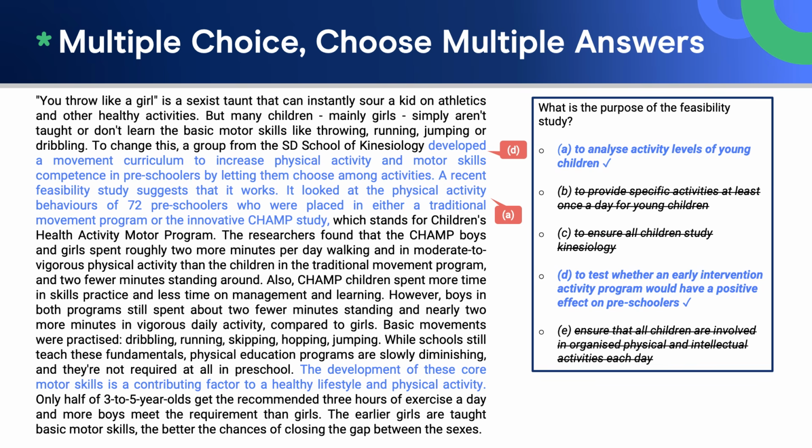Let's see why D is also correct. Answer option D says, the purpose of the feasibility study was to test whether an early intervention activity program would have a positive effect on preschoolers. That's pretty broad, but you can infer that more exercise has a positive effect on preschoolers. And there's a particular sentence towards the bottom of the text there that says it explicitly. It says, the development of these core motor skills is a contributing factor to a healthy lifestyle and physical activity. So it's pretty clear the answer option D is mentioned in the text.